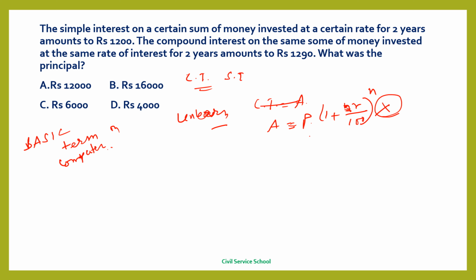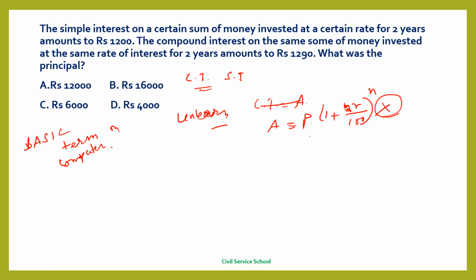So suppose this is a question: the simple interest on a certain sum of money invested at a certain rate for 2 years amounts to rupees 1200. The compound interest on the same sum of money invested at the same rate of interest for 2 years amounts to rupees 1290. What was the principal? So let's solve this question.